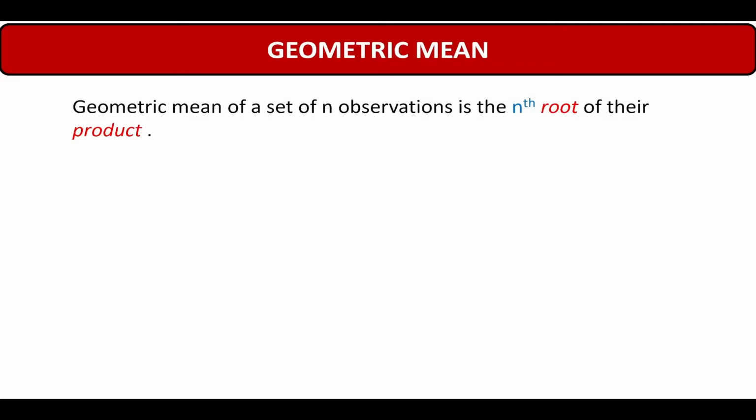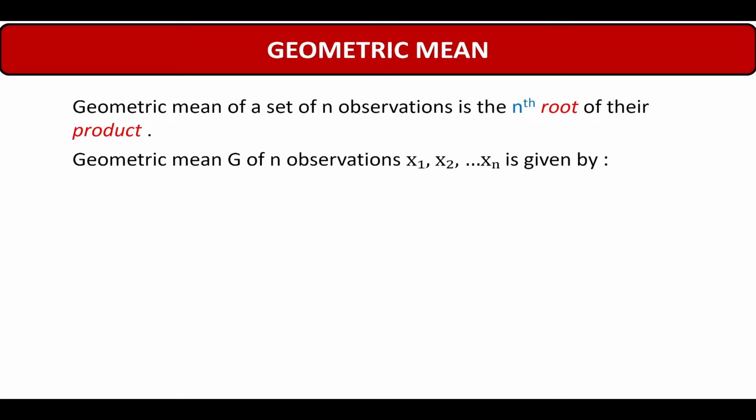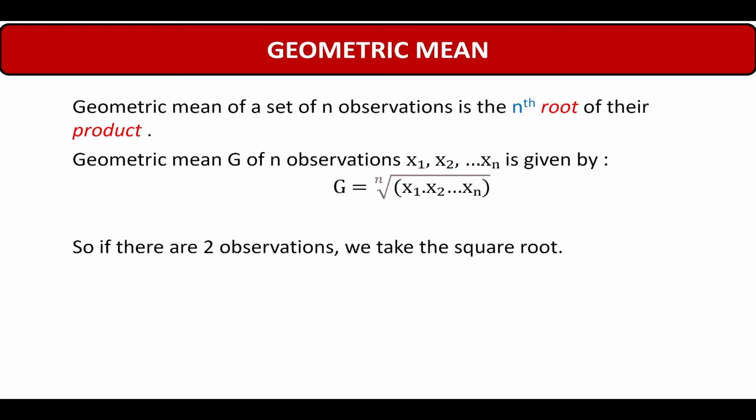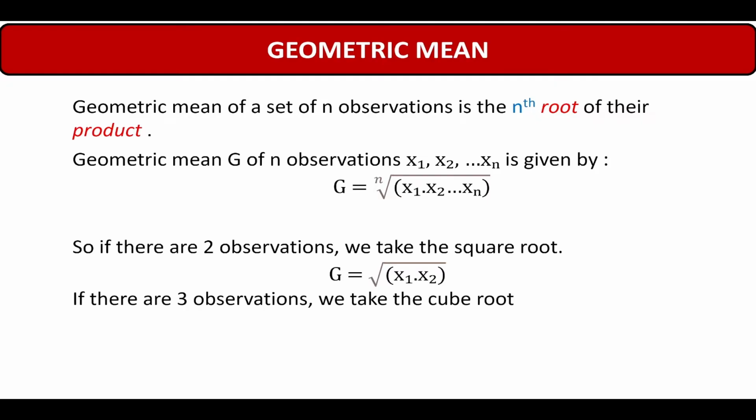Coming to geometric mean, the geometric mean of a set of n observations is the nth root of their product. Mathematically speaking, the geometric mean of n observations, that is x1, x2 up to xn, is given by G equal to the nth root of x1 multiplied by x2 and so on up to xn. So if there are 2 observations, we take the square root, and if there are 3 observations, we take the cube root, and so on.